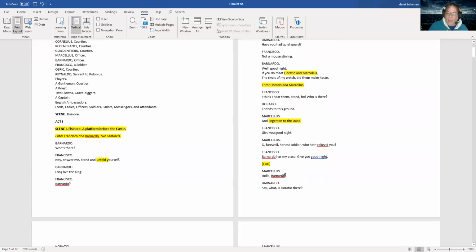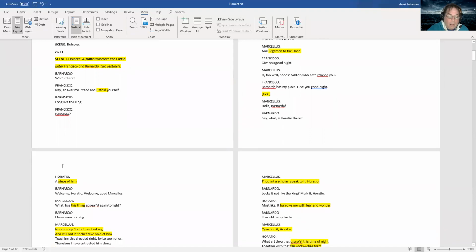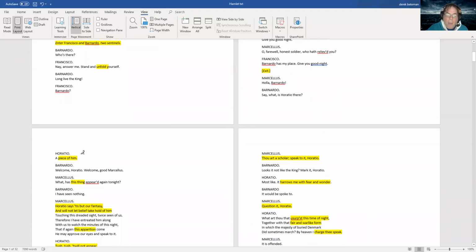What do we have here? We have a changing of the guard on the outposts of the castle, and we have two sentinels, and we have Horatio. Horatio is a vitally important character in this play. Okay, say, what is Horatio there for, right? Because he's not expected, because he's not part of the guard. Right? Horatio's response: "A piece of him." He's talking about himself. A piece of me is here.